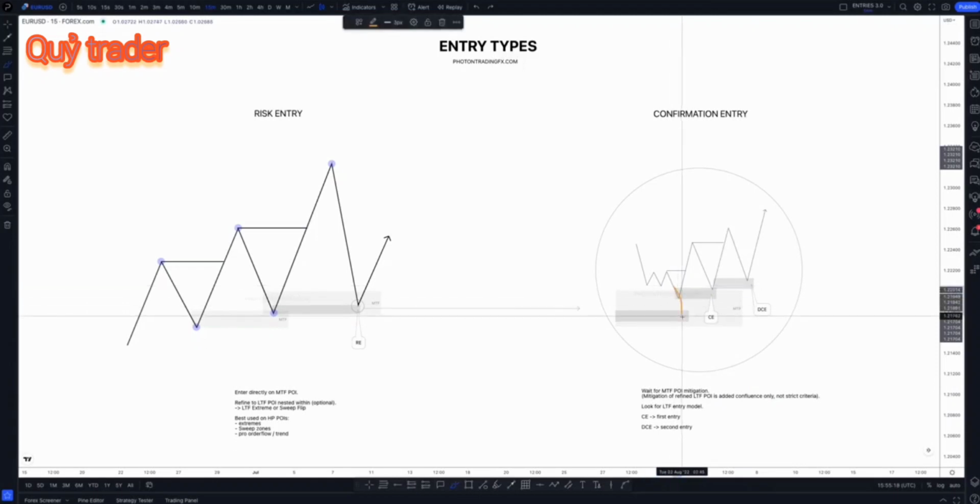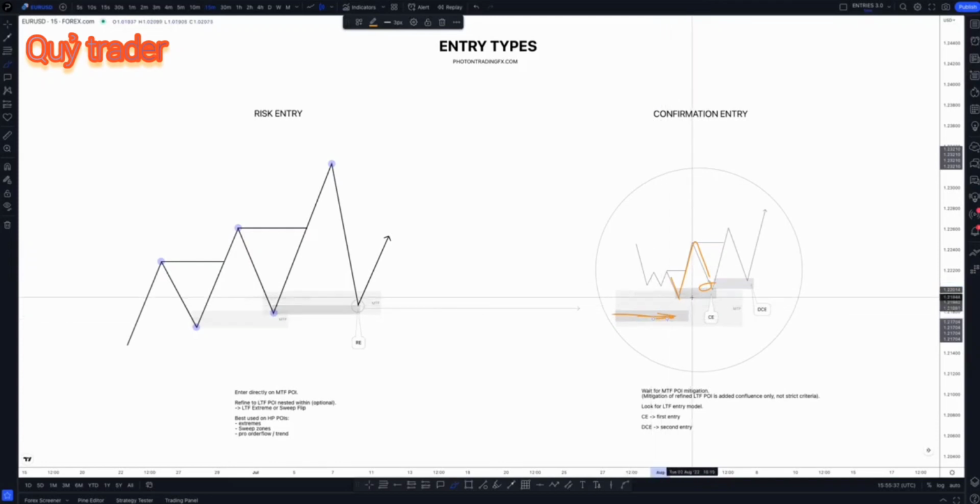Imagine this move came into here, mitigated our refined lower time frame level, and then gave the entry model. It's just a nice added confluence that it's hit that. But for me, it's not a strict criteria. So if price comes in, misses our refined lower time frame POI within here, and then gives the entry model, that's cool, I'm going to get involved.